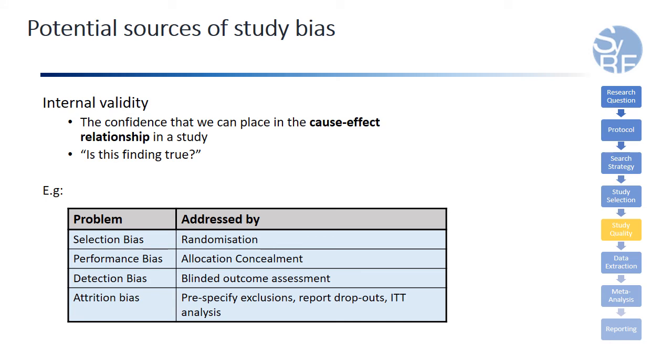We introduced the concepts of study bias in the introductory module. Here we will recap on the concept of study bias and how we can assess for these when we are looking at the quality of the papers included in our review. So why are we interested in study bias? Bias is a systematic error introduced into the experiment that leads to distorted results and affects the internal validity of a study, or the confidence that we can place in the cause-effect relationship in a study.